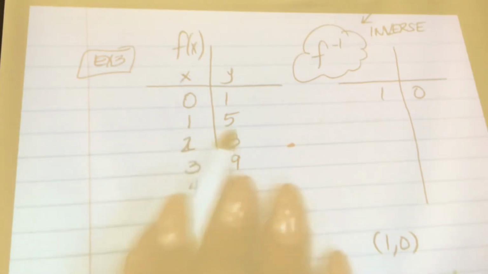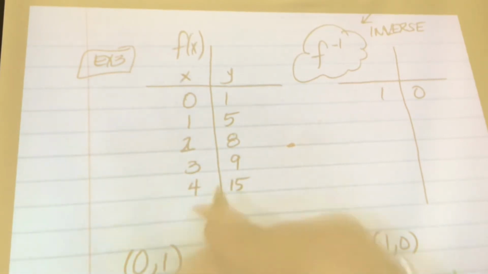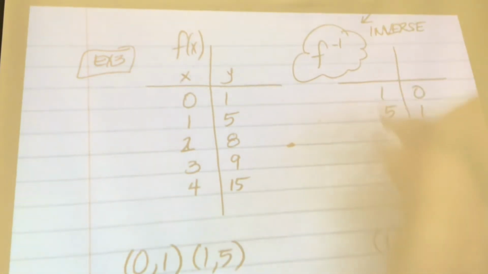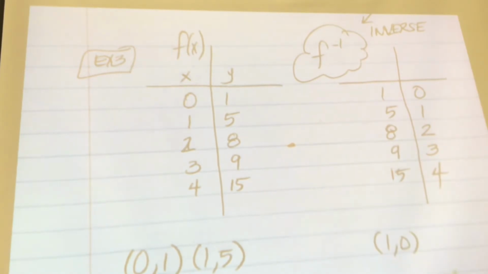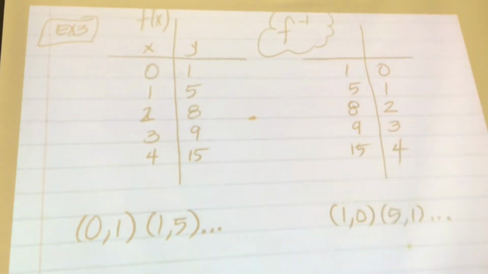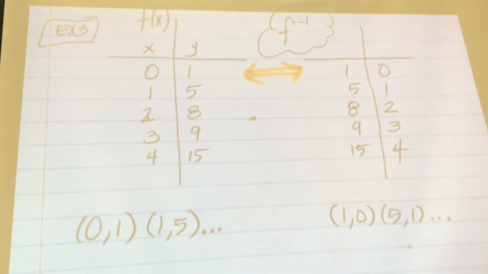If 1, 5 exists in the graph, then it's 5, 1 on its inverse, and so on and so forth. 8, 2, 9, 3, and then 15, 4. I'm just going to put dot, dot, dot so that you can see that it continues. So what we do here is you're switching your x's and your y's.